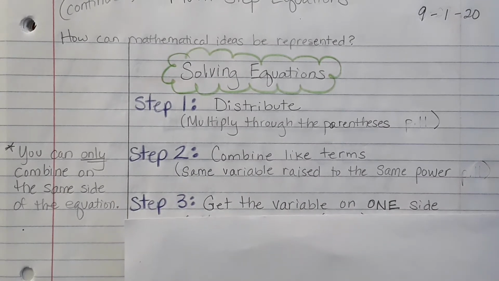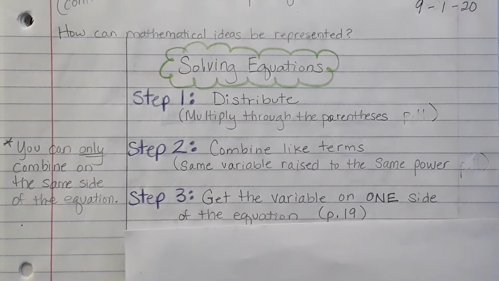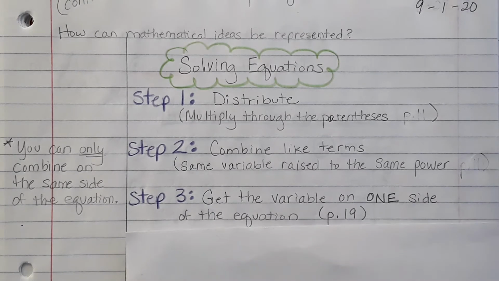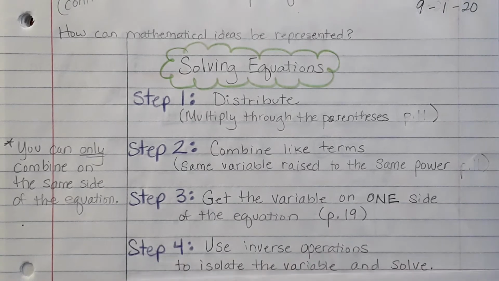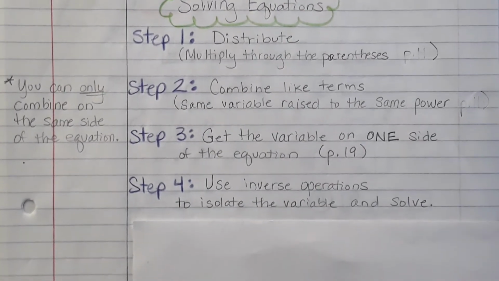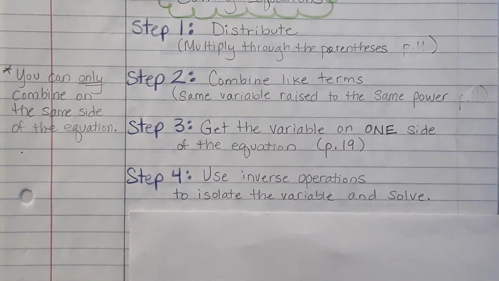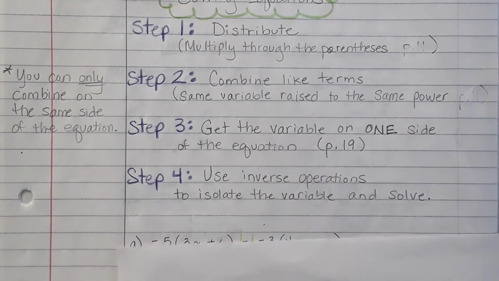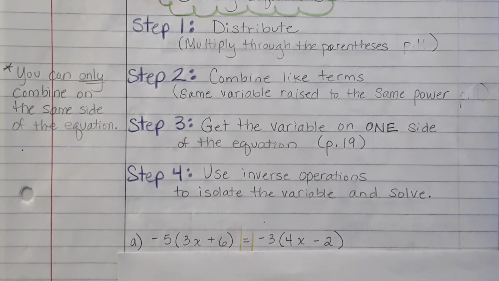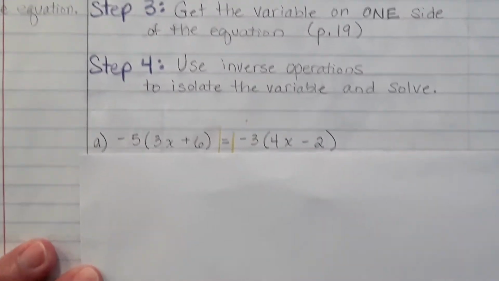Step 3 is to get the variable on one side of the equation, which we just looked at in our last lesson from page 19. And step 4, use inverse operations to isolate the variable and solve just like you would any equation. Here's our first example, example A.